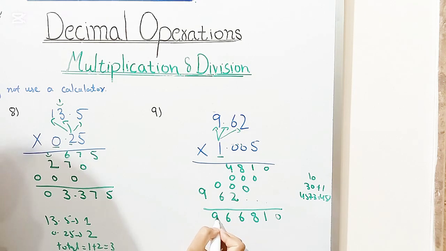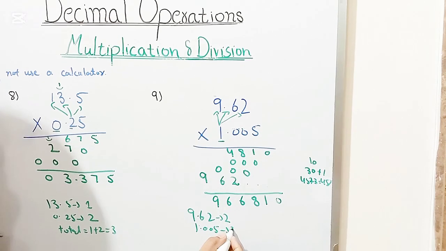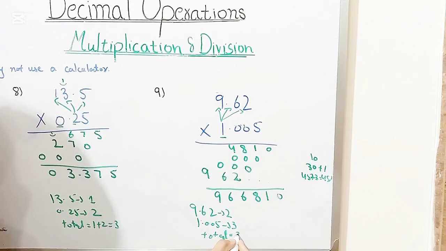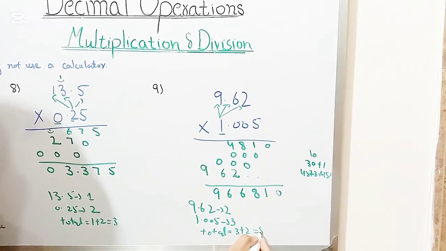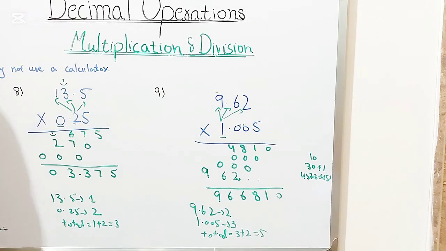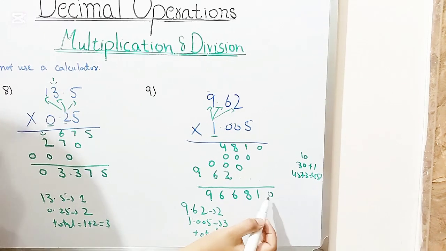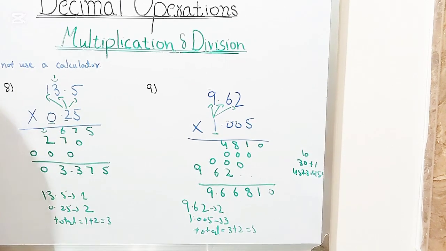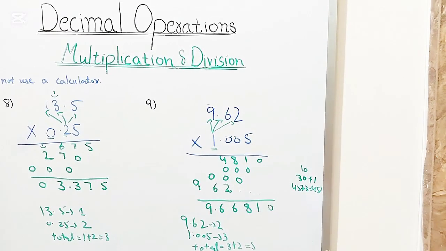6, 9. Now, 9.62 has 2 decimal places. 1.005 has 3 decimal places. Total will be 3 plus 2 is equal to 5. Now, we will move the decimal from the right side: 1, 2, 3, 4, 5. 9.66810 is the final answer.